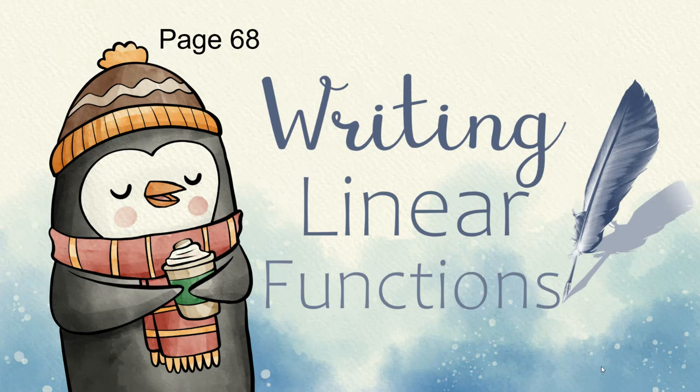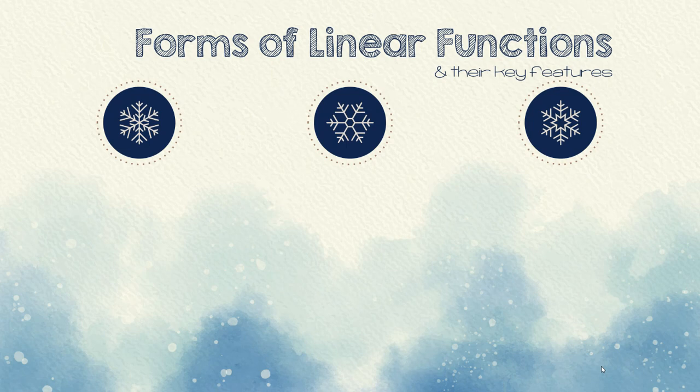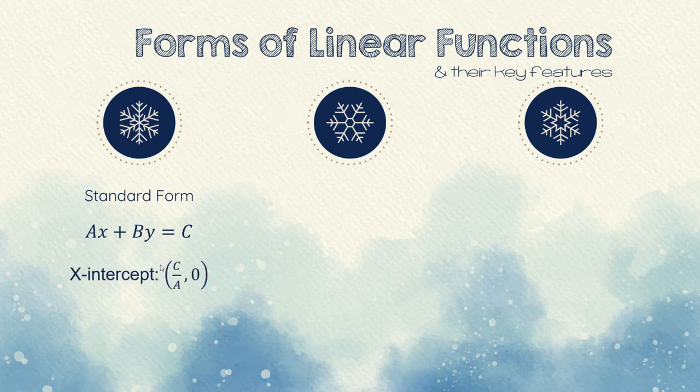We are beginning our unit on writing linear functions. You can follow along and fill in your notes on page 68 of your notebook. There are three different forms of linear functions that we have looked at so far. So the first is standard form. That's when we've got our x and y term on the left and our constant on the right. When it's in standard form, we can identify the x-intercepts and the y-intercepts.